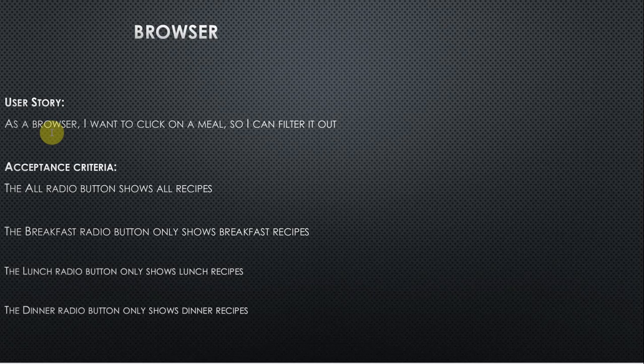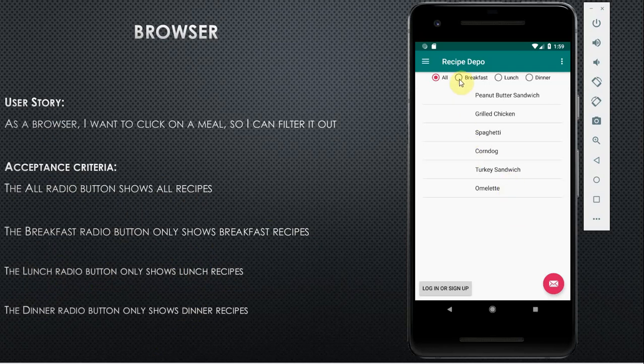As a browser, I want to click on a meal so I can filter it out. So the all radio button shows all the recipes. The breakfast radio button only shows breakfast recipes. The lunch radio button only shows the lunch recipes. And the dinner radio button only shows the dinner recipes. So right now we have them all. So breakfast only shows our breakfast recipes. Lunch will show our lunch recipes, and dinner will show our dinner recipes, and all will show all our recipes.